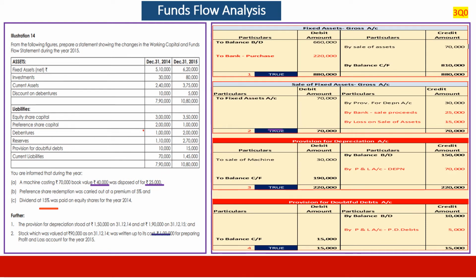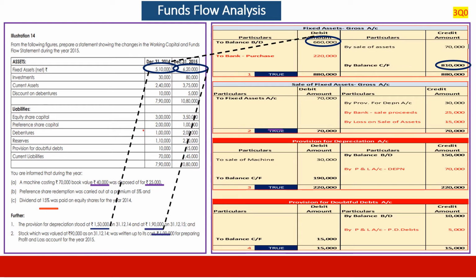Now let's prepare the regular adjustment account. We have fixed assets 5,10,000 opening, closing 6,20,000. There is opening depreciation of 1,50,000 and closing depreciation of 1,90,000. If we post 510 plus 150, 660, there is the gross fixed assets. 620 plus 190 is 810, and we have an entry, a machine costing 70,000 book value. Means it was a gross value.